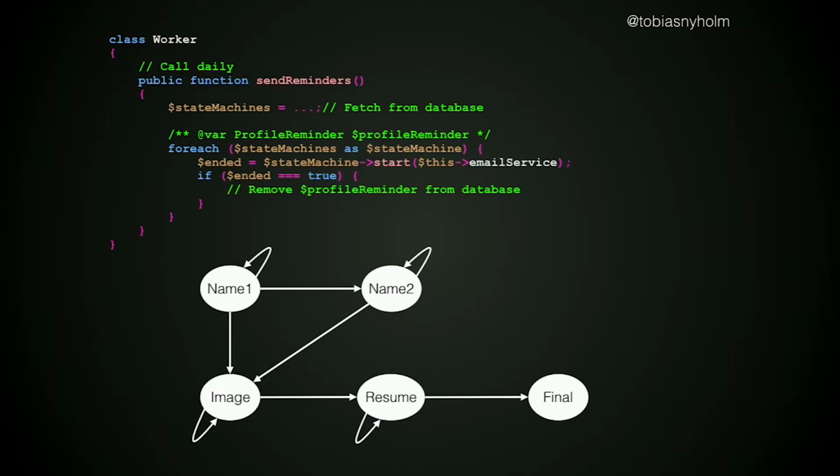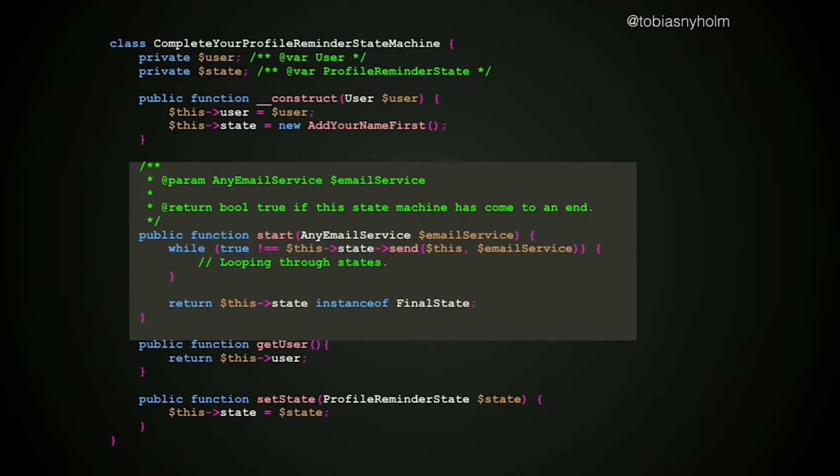Since I'm only caring about the current state, I implement this so that every state object has only one method, and that's send. So the real goal here is that I have a cron job or a worker somehow that fetches all the state machines from the database and then just starts them. And the worker doesn't really care which mail should be sent. That logic is implemented in the states themselves. So bear with me here. You will see the slide in a minute again. So I fetch all the state machines from the database, and then I just loop through them and start them all. And they will handle themselves pretty much.